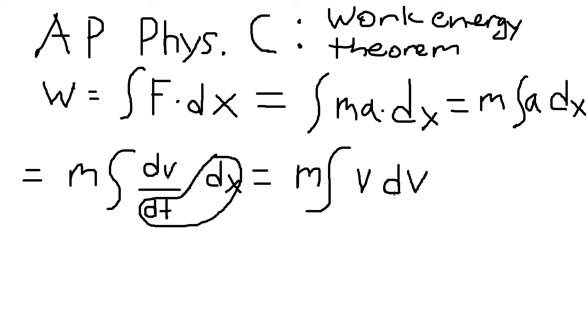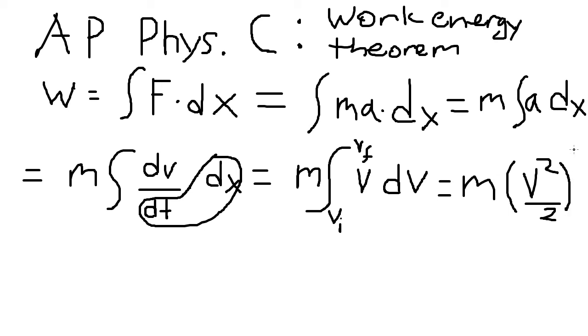Now, if we want to take a definite integral, you're going to integrate from your initial velocity to your final velocity. And if you evaluate this integral, this integral equals, for just the function, v squared over 2, or 1/2 v squared. And we are going to evaluate it from initial velocity to final velocity.